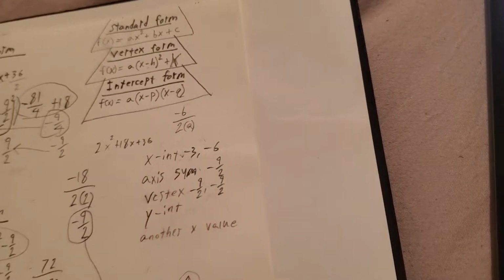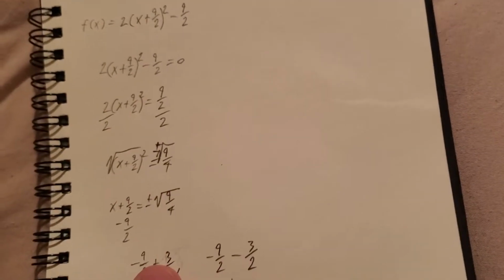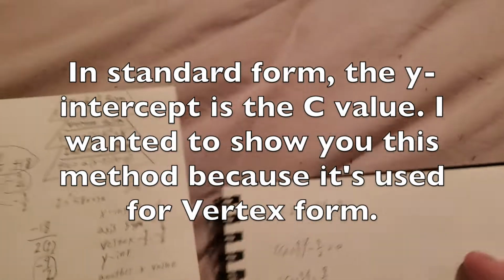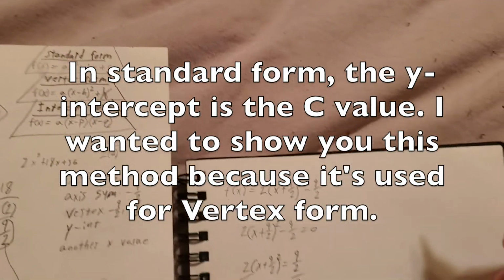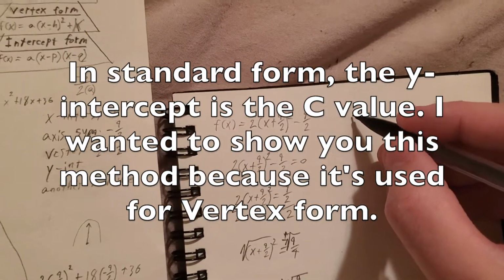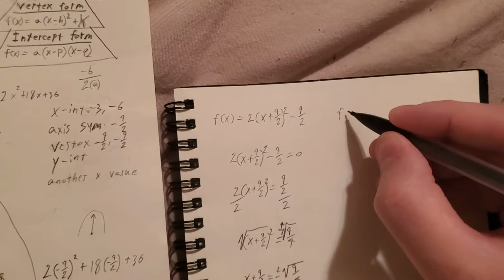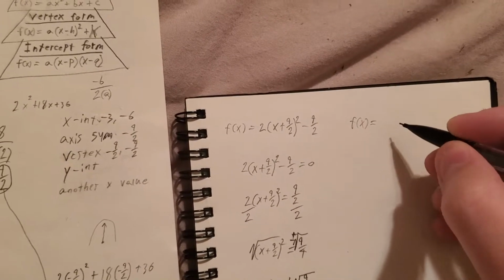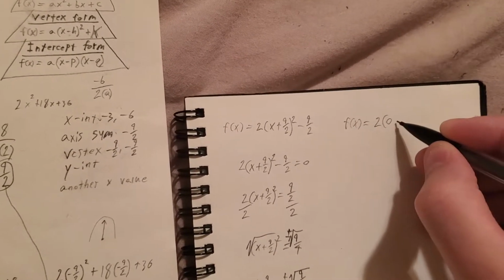Y-intercept. We can go ahead and solve for the y-intercept again by using the same vertex form, and just setting the x to 0. So really what I could just do here is say, f of x equals 2 times 0, right?